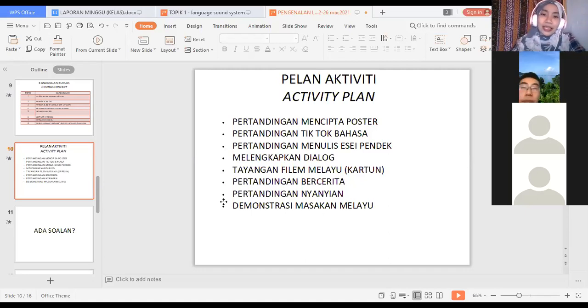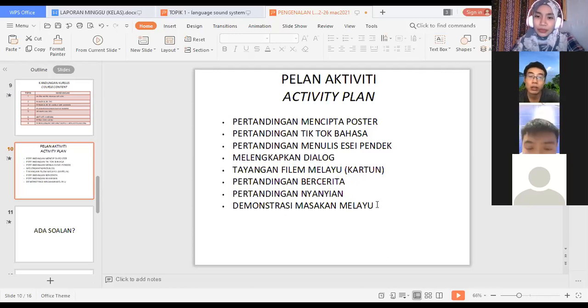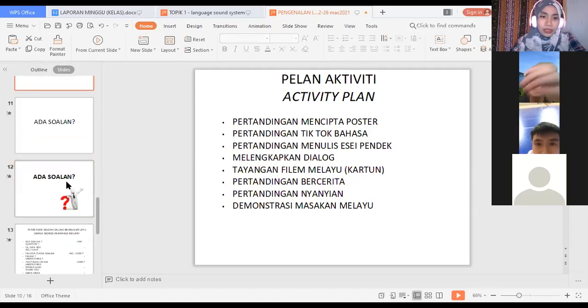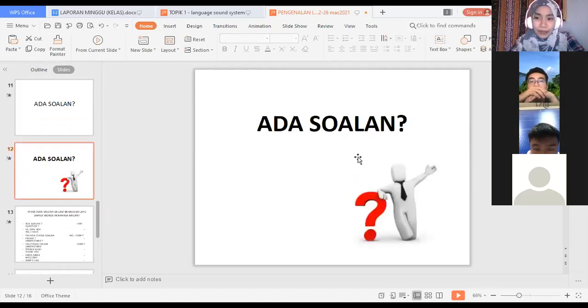And then pertandingan nyanyian, this is a sing-song competition. And the last one, a cooking demonstration. All right, cooking demonstration. So that's all.